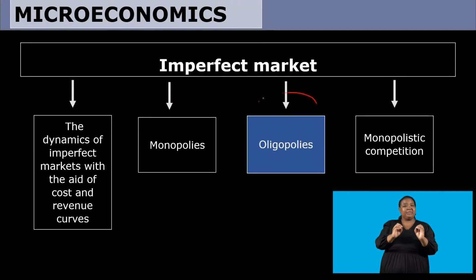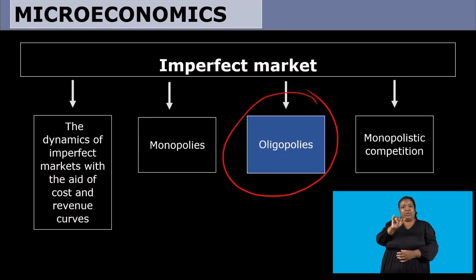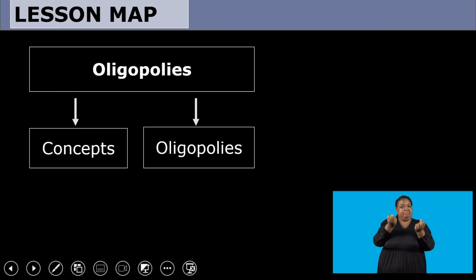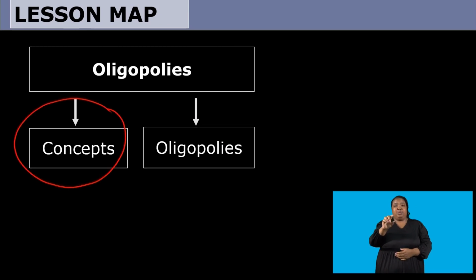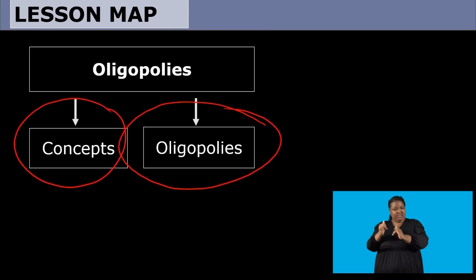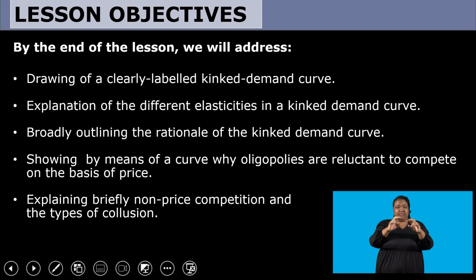In today's lesson, we're going to be looking at imperfect markets and in particular, oligopolies. So we're going to study the dynamics of imperfect markets with the aid of cost and revenue curves. Under oligopolies, we'll briefly look at the concepts, followed by a study of the market structure itself, called oligopolies.